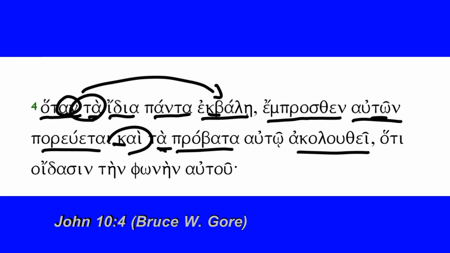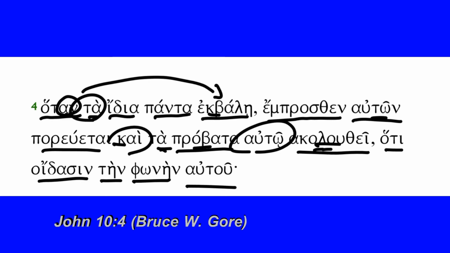It's singular, even though the subject is plural, but a plural neuter subject can sometimes take a singular verb, as we find it here. So the sheep follow, and then auto, the dative singular pronoun, which is taken by akolouthei, takes the dative here. So the sheep follow him, hoti, because, oidasin, third person plural, perfect active indicative of eido, to see. So because they know, ten phonen, they know the voice, autou, of him.